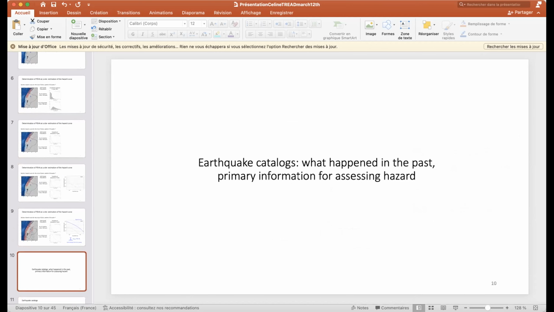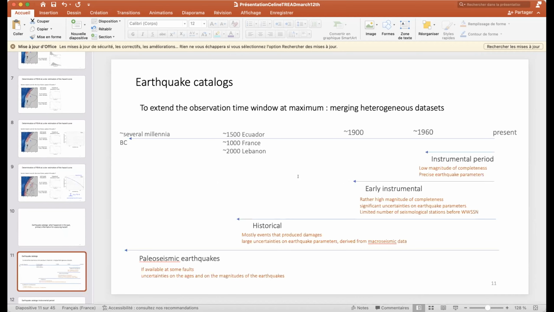Okay, so now I have a few slides on earthquake catalogs. Earthquake catalogs are what we know about the past, and they represent a primary information for assessing hazard. So to evaluate seismic hazard, the catalog must be as long as possible to be representative of the seismicity in the region. For every region in the world, there is always an instrumental part beginning in the 60s with a rather low magnitude of completeness and quite precise earthquake parameters. And then there is an early instrumental period from 1900 to the 60s, characterized by a rather high magnitude of completeness and most often significant uncertainties on earthquake parameters.